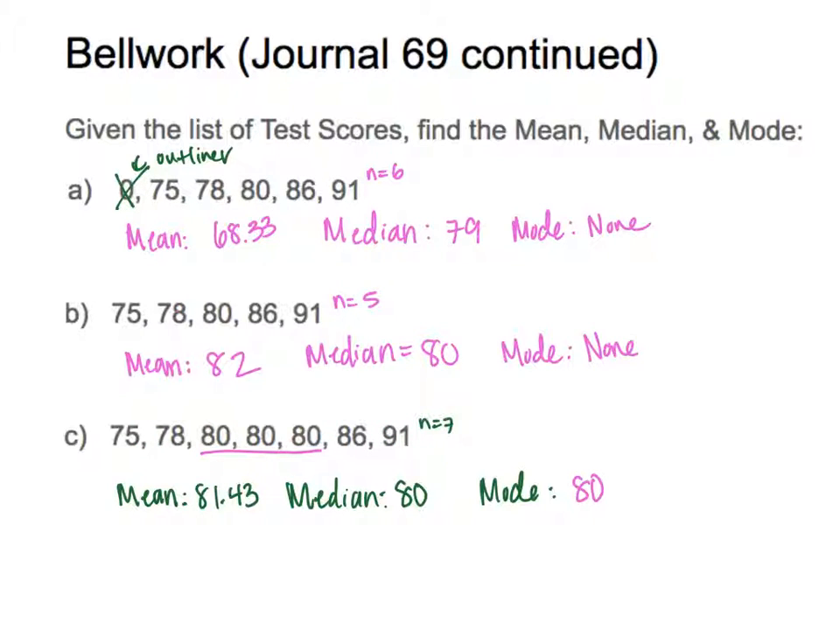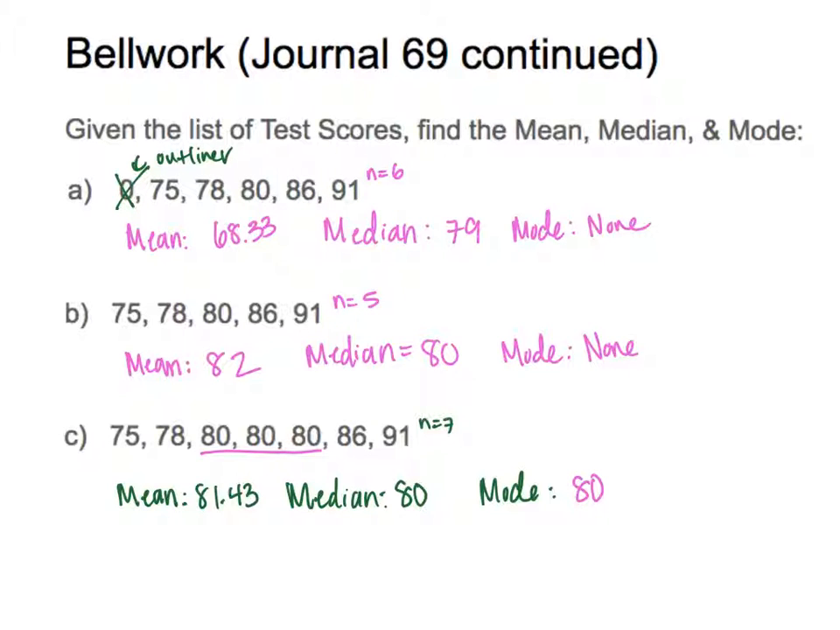Now, what I want you to do is figure out which one, mean, median, or mode, represents the list the best. Notice how in part A, the outlier messed up the mean. So because there's an outlier here, the mean might not be your best choice to represent this data.